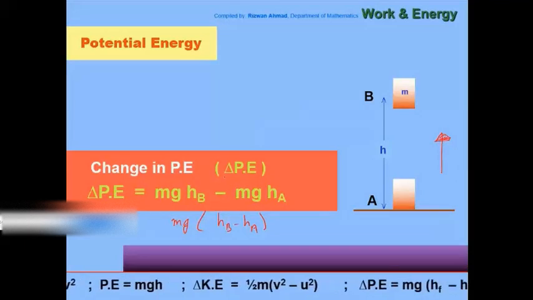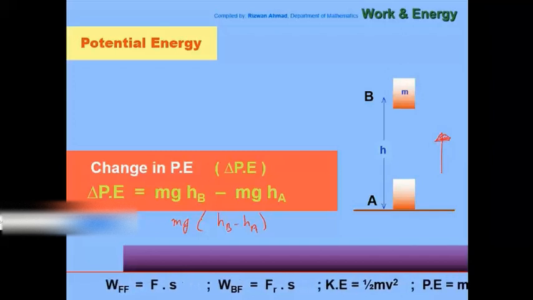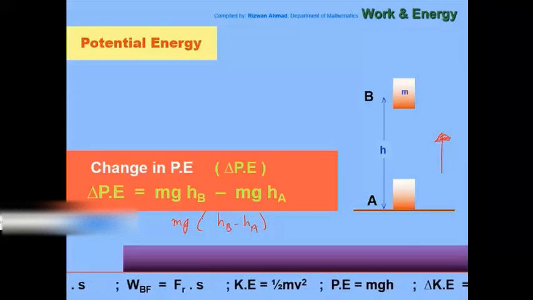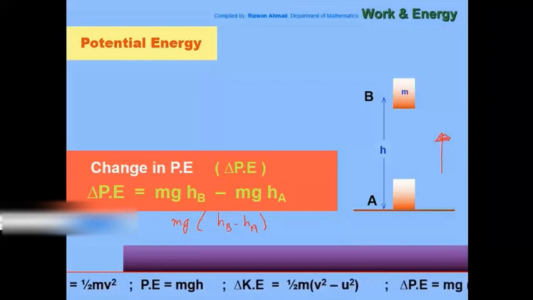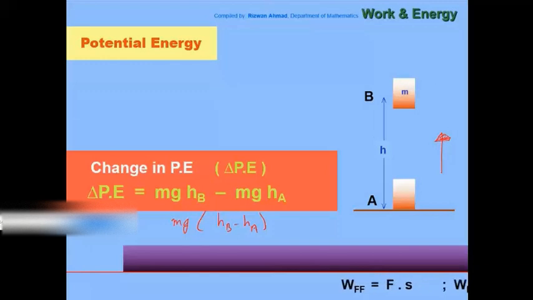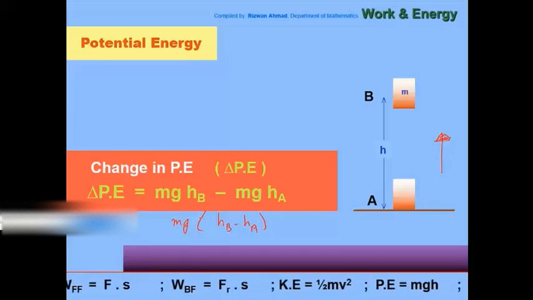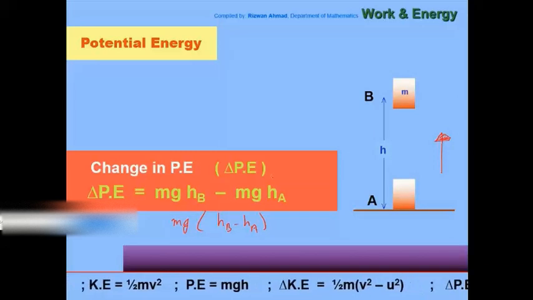If it is going up, the change will be positive. If it is coming down, the change will be negative. So the change can be positive or negative in both cases, kinetic and potential. When the change is negative, it means there is a decrease in that value. If the change is positive, it means there is an increase in that value. Same as acceleration: acceleration positive means speed is increasing, acceleration negative means deceleration, which means speed is decreasing. The same concept applies to the change in kinetic and potential energy.